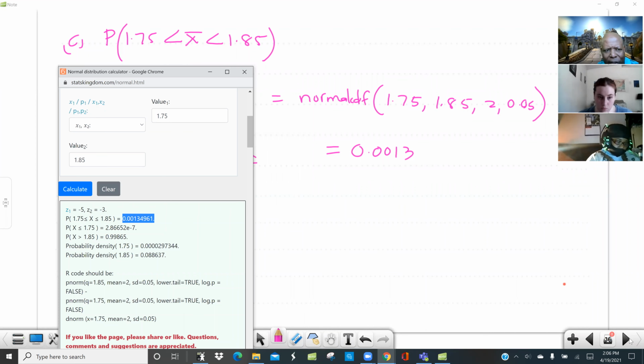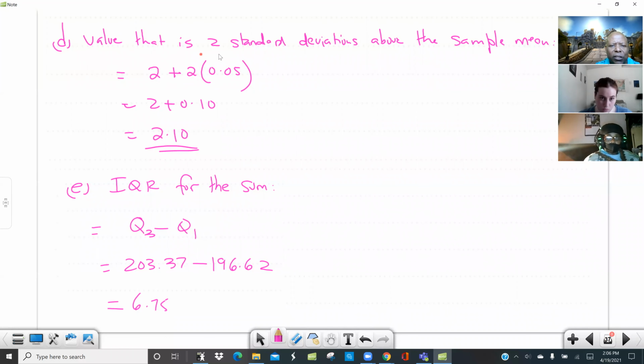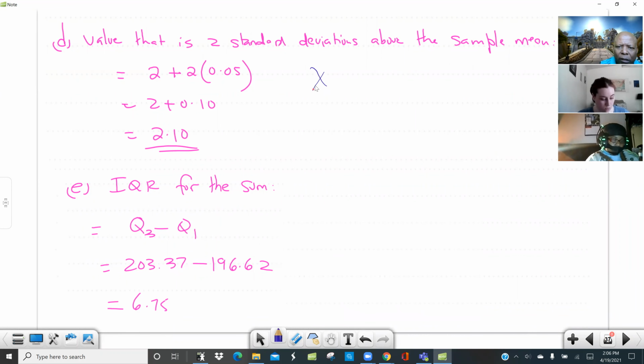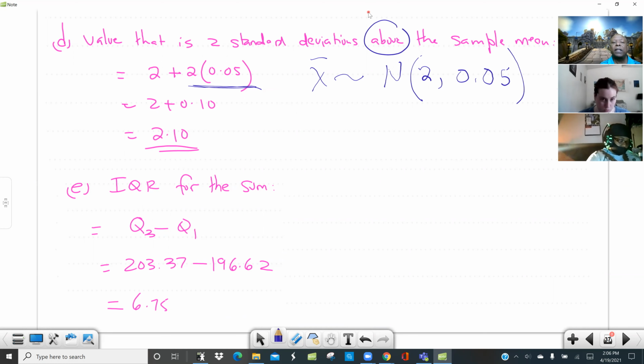And then the other part here is asking, what value is 2 standard deviations above the sample mean? We know something. The mean is 2, the standard deviation is 0.05. So if you want to go 2 standard deviations above the mean, you multiply 2 by that standard deviation, and you add it to the mean. So that's the number which is 2 steps beyond the mean.